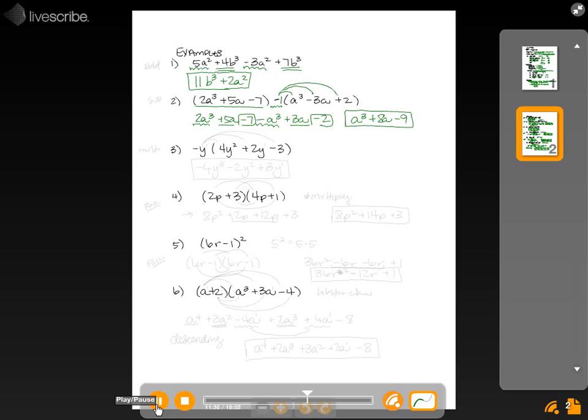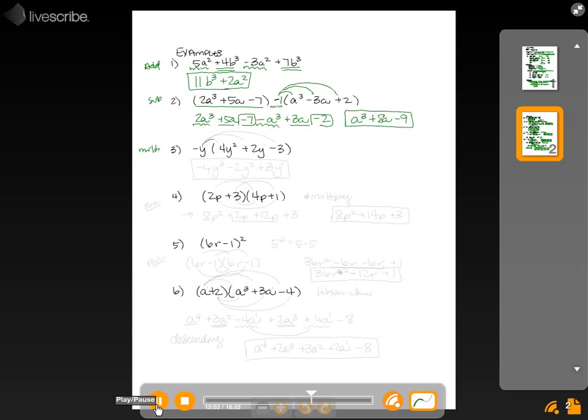We can't go any farther because a cubed, an a, and then a constant, they don't have anything in common. They have different exponents on each one, so we can't do anything for that. The next example is going to be multiplication. So the first one was addition. The second one was subtraction. The third one is multiplication, and we've got a negative y on the outside of a set of parentheses.